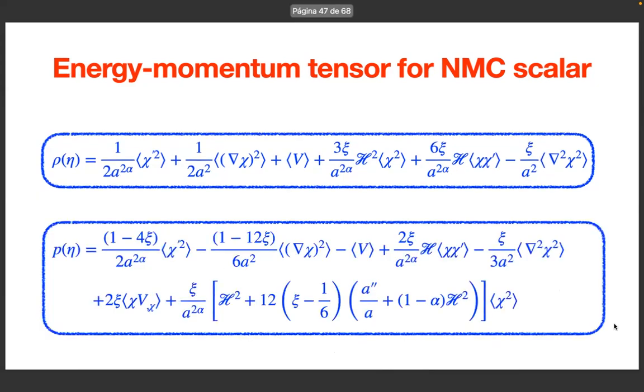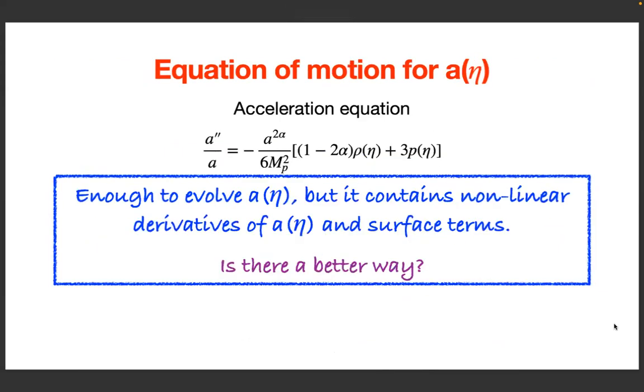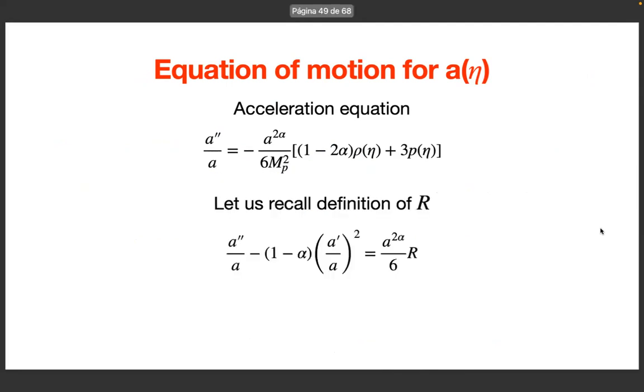That is an issue here, because as I told you, in principle I can just use the acceleration equation to evolve my scale factor, but the source of it contains nonlinear terms in the derivatives of the scale factor, and even some surface terms. So is there a better way to actually evolve the scale factor? Let's check for another possibility.